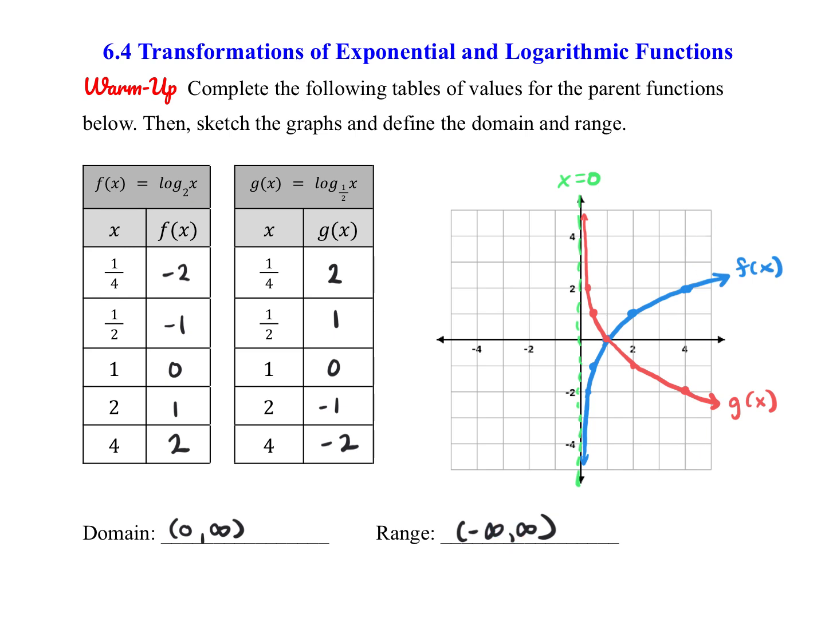And you'll notice when your base is larger than 1, you have that increasing graph for the parent function. And when your base is between 0 and 1, you have that decreasing graph. And then just a quick reminder, just by definition for logarithmic functions, the base can be any positive number except 1. So the base cannot be negative, the base cannot be 0, and the base cannot be 1.